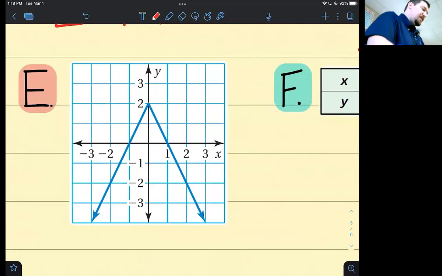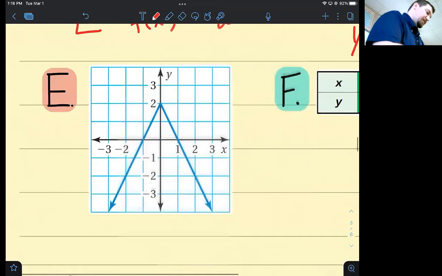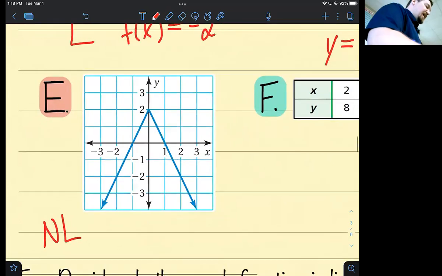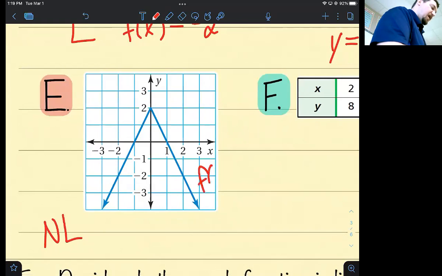All right. This function, linear or nonlinear? Is it made up of lines? Yes. Is it one line? No. No, it's nonlinear. I see your hesitation, but it is nonlinear. The slope changes. The slope goes from a positive slope to a negative slope. Therefore, it can't be a constant slope. So it is nonlinear. Now, this is a variation of the absolute value function.